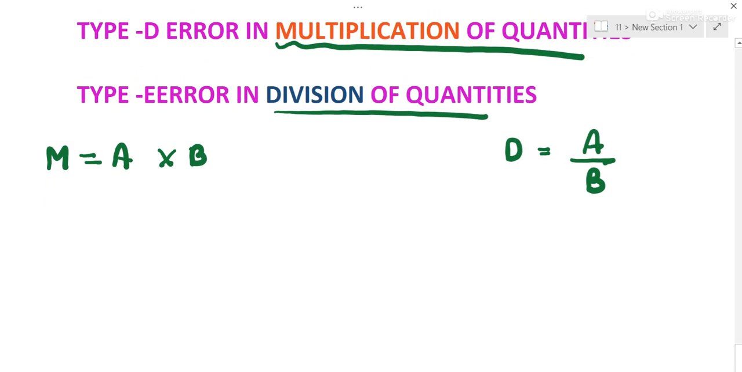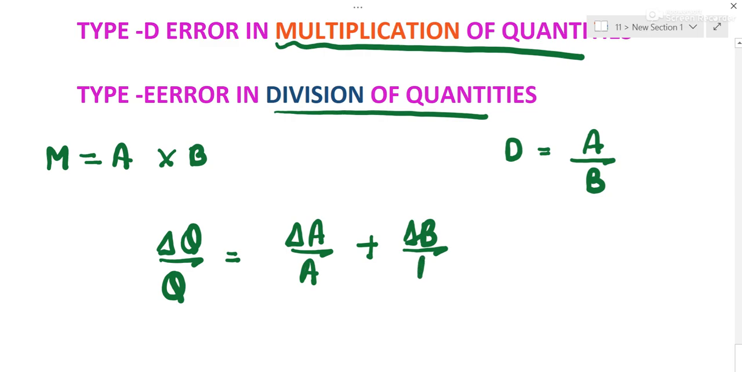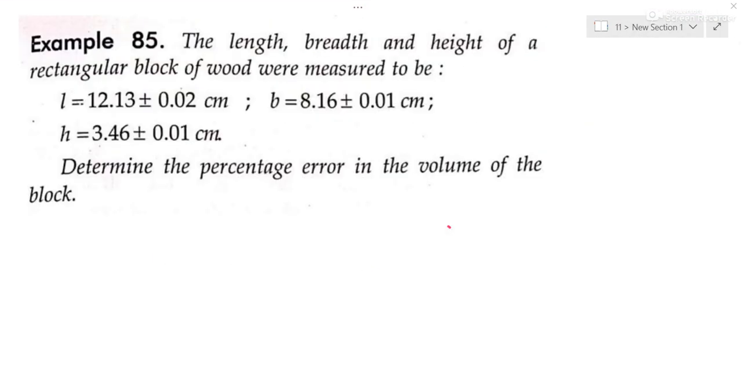Multiplication and division, we have common formula that your quantity's relative error would be sum of relative error of A, first quantity, relative error of second quantity. This is how it is for both multiplication and division. We'll gradually understand with numericals. So let us see. Let us see this numerical.